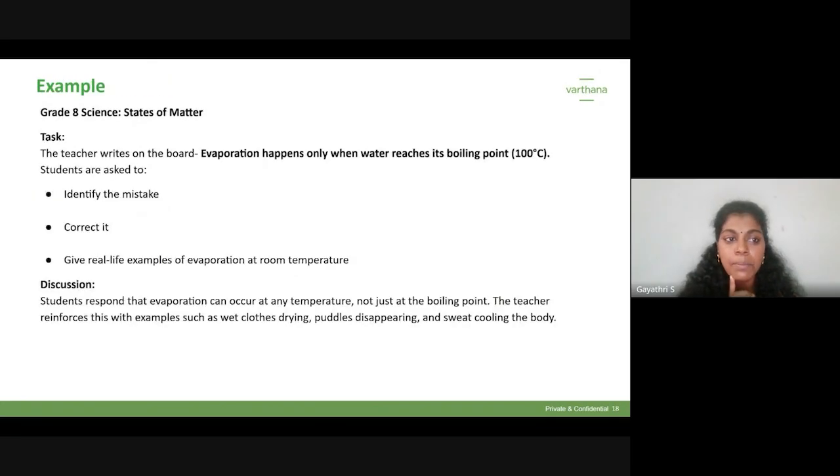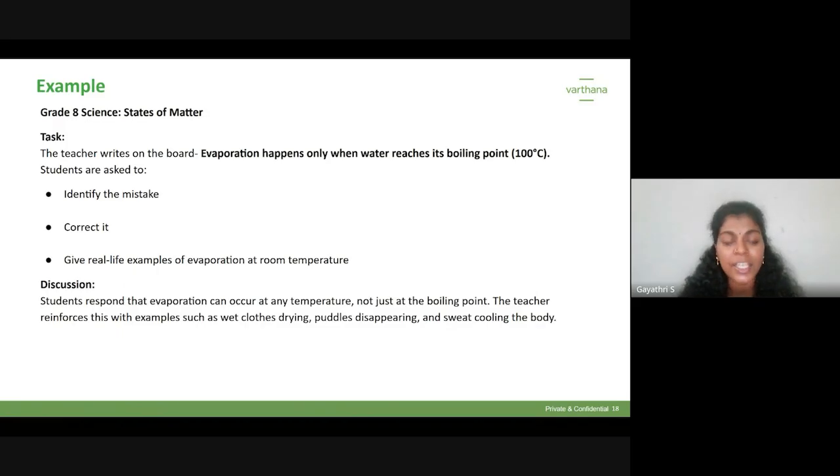I've taken an example from, again, science, states of matter, right? So instead of just telling students that evaporation happens at every temperature, not just at the boiling point, here you're using this activity. You will write on the board, evaporation happens only when water reaches its boiling point, right? Now you ask them to identify the mistake. They will be wondering what's happening. Isn't this true? Why is this false, right?